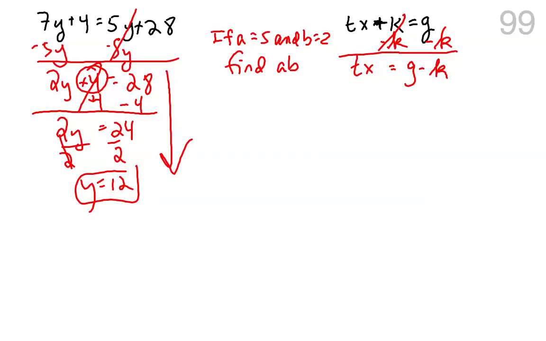What does tx mean? Multiply. So what's the opposite of multiply? Division. Just divide by t. And that's it. Your answer is g minus k over t. Now I know it's ugly looking, but that's the answer.